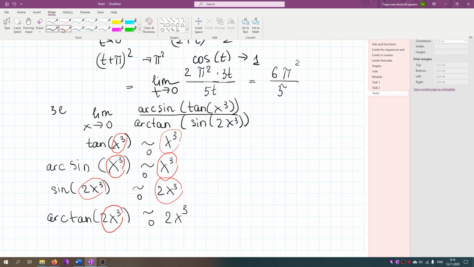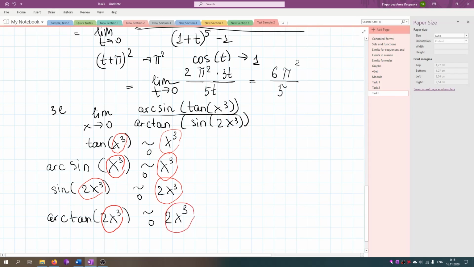So, well, let's just replace, and our limit will be the following. It will be x in the third power divided by 2x in the third power, and the final answer is just 1 divided by 2.